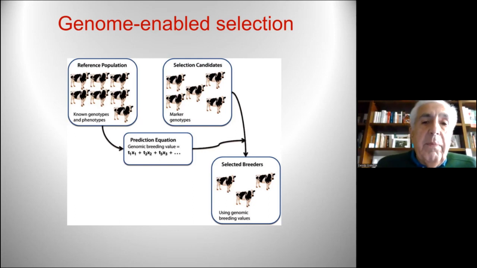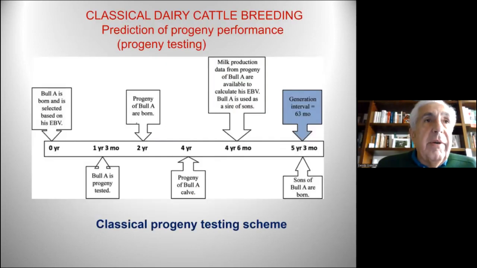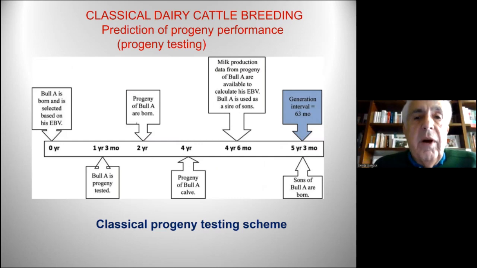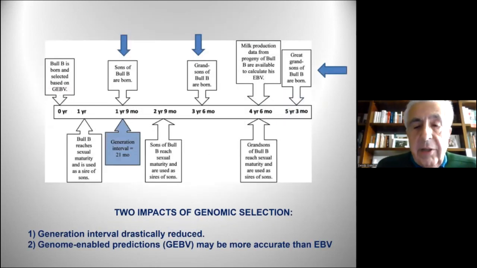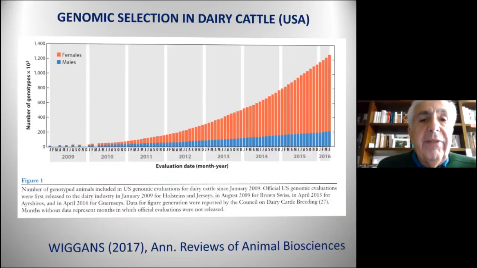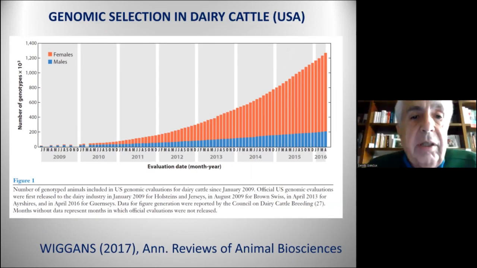And there are essentially two impacts of genomic selection. One is to reduce the generation interval, and the second one is to increase somewhat the precision of estimation of genetic merit. So here we have a classical dairy cattle progeny testing program. The generation interval is 63 months. It takes about 5 years for the sons of a bull to be tested and to become active in artificial insemination. With genomic selection, the interval is reduced essentially by a factor of 3. So now we can move the populations much faster because we can predict juveniles without indulging in the excessive cost of classical progeny testing. So genomic selection has been embraced in most species in animal production, plants, trees.